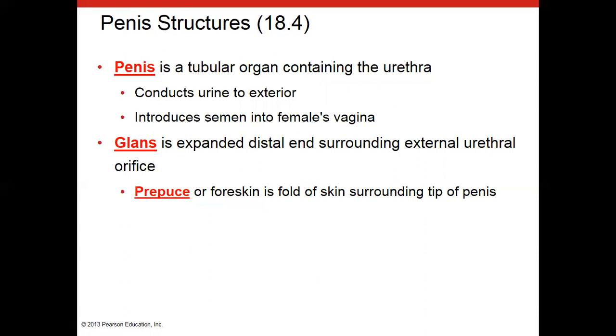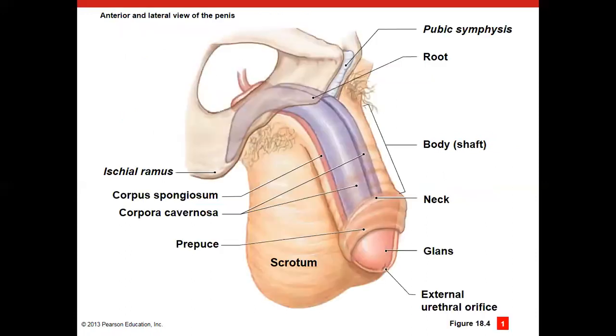And then externally, there's genitalia, the portion of the penis called the glans. That's the distal end that surrounds the external urethral orifice. And the prepuce is also the foreskin, which is basically a fold of skin that surrounds the tip of the penis. So there's structures here.